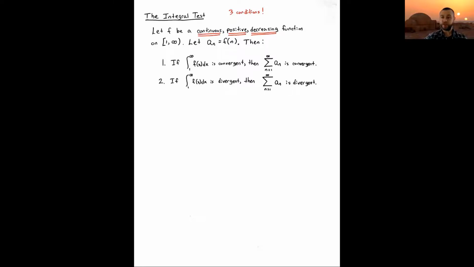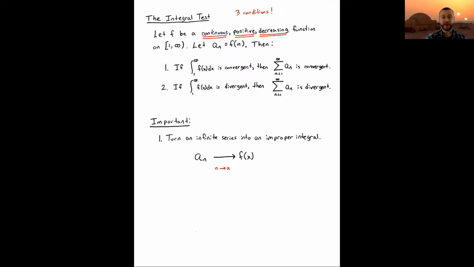All right, just to mention a few important remarks before we move on to some examples. This all sounds fairly complicated, perhaps, but how we turn an infinite series into an improper integral is basically just take your general term, a sub n, and you can convert it to a function, f of x. Just replace anywhere there's an n with x, and that converts it from a discrete function, a sub n, into a continuous function, f of x.